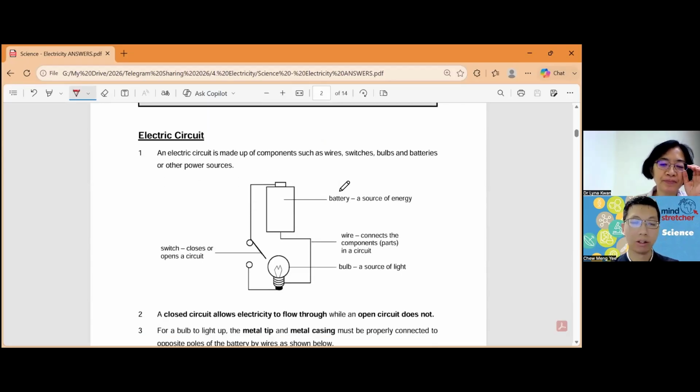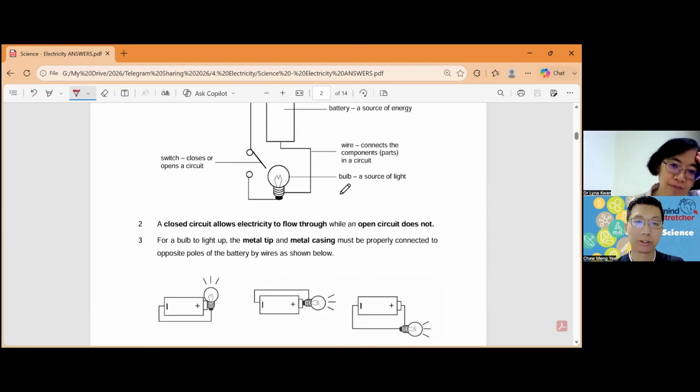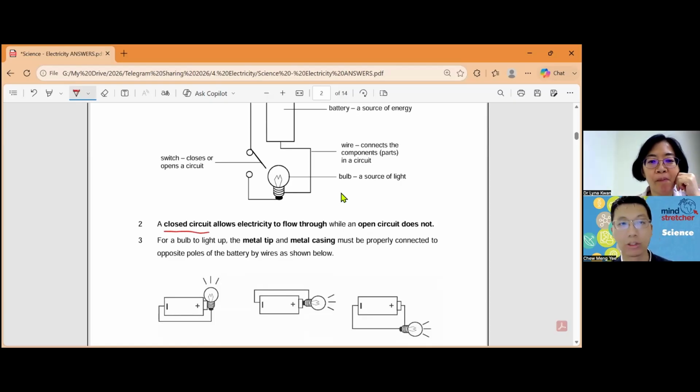Now, in an electric circuit, we have components. We call these components the wire, the battery, the bulb, the switch, all these common components in the circuit. And of course, in order for the light bulb to light up, it must be a closed circuit. The closed circuit allows current to flow. Without the electric current flowing, nothing is going to work. The light bulb will not light up.